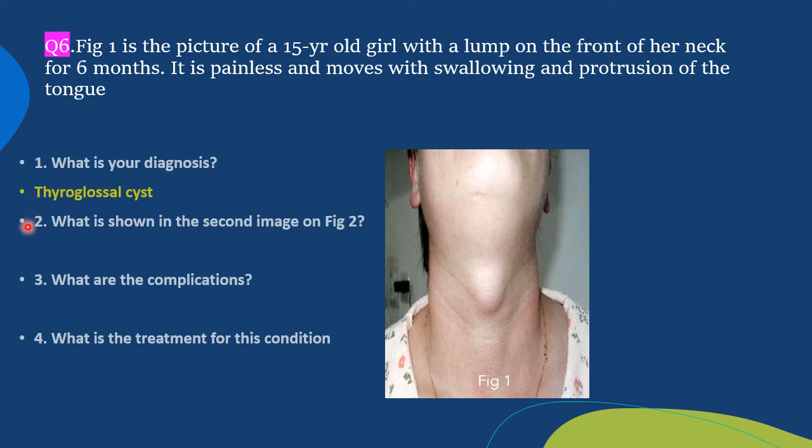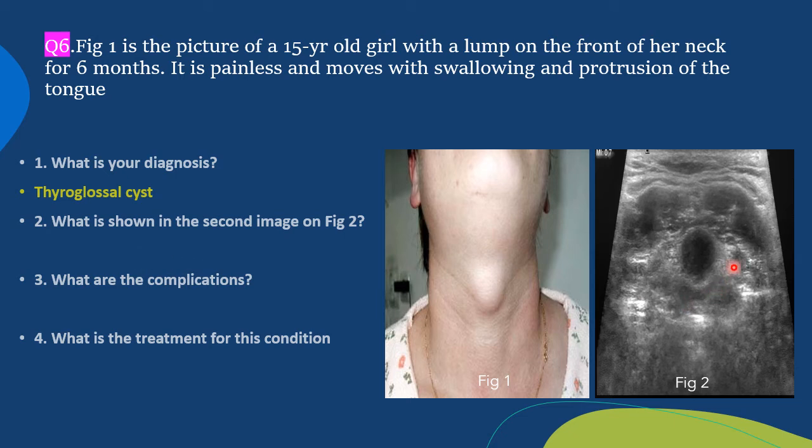Second question, what is shown in the second image on figure 2? Okay, this is figure 2. The second image, this is an ultrasound image of the patient. Ultrasound scan of the neck. What are the complications of this condition? Infection, abscess formation, sinus, fistula, and malignant change.